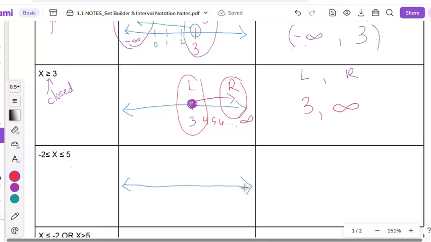So now we decide if we want brackets or parentheses. So the 3 is filled in, which means it's included, and that gets a bracket. Infinity is never included, so we use a parenthesis. So this means it's all the numbers from 3 to infinity, including 3, if you would say that in words.